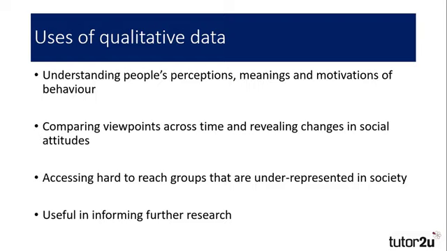Qualitative methods are also useful in gaining the views of those who are underrepresented in society or hard to access. Covert observations with criminals may reveal why people turn to crime, while unstructured interviews with victims of crime might reveal the impacts of criminals' actions.